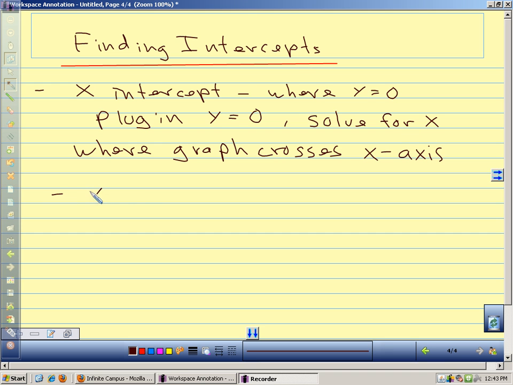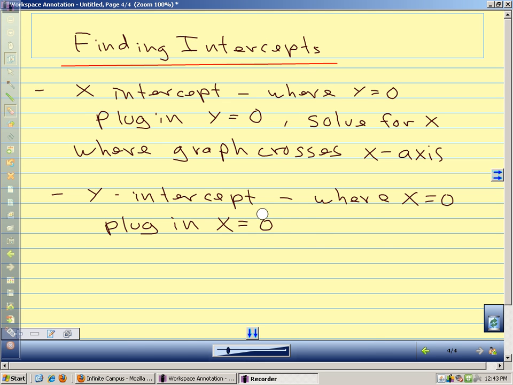The y-intercept is where x equals 0. To find the y-intercept, plug in x equals 0, solve for y. And what this tells us is where the graph crosses the y-axis.